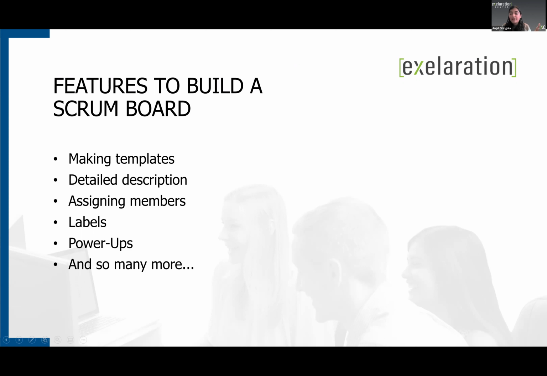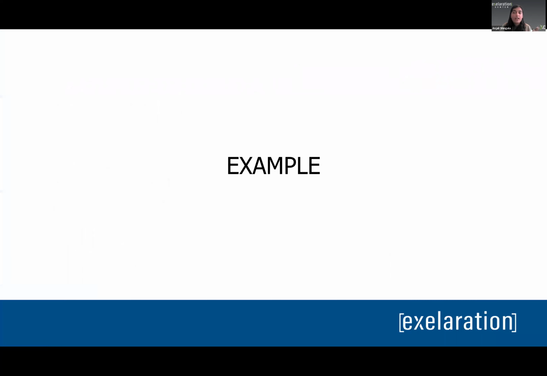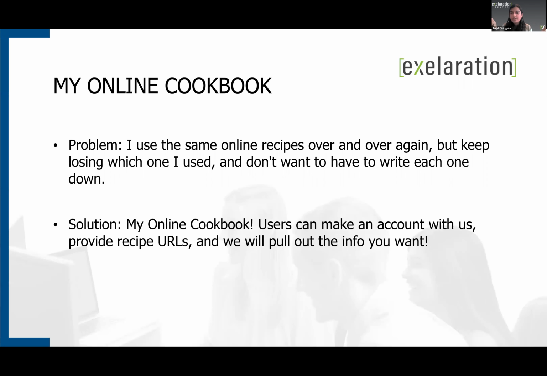I thought it would be best to do this with an example around it. So I went ahead and made us an example. I was trying to figure out what to do. And one of my things I enjoy doing is cooking. So I was thinking about what example I could make around that. So I decided to make my online cookbook.